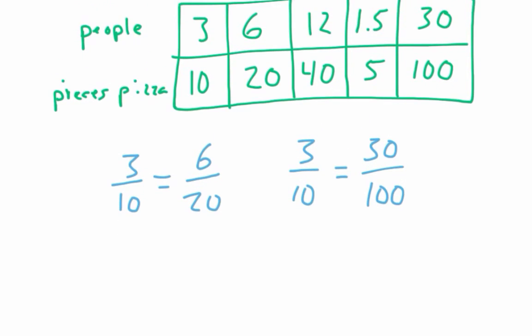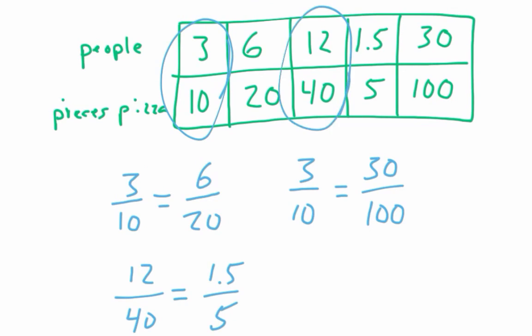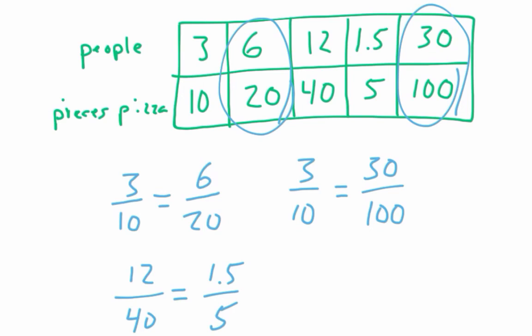The last proportion I'm going to throw down, you're welcome to do your own. You could say 12 over 40 equals 1.5 over 5. You could take really any of these. You could say this one equals that one. You just take any 2 and set them equal to each other, because all those vertical columns should be equal if we did the math right.